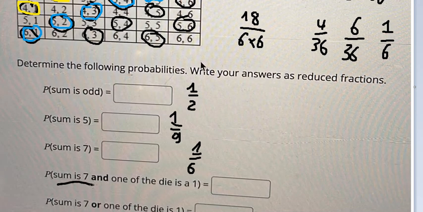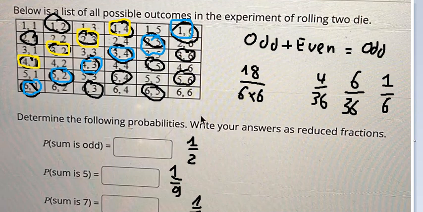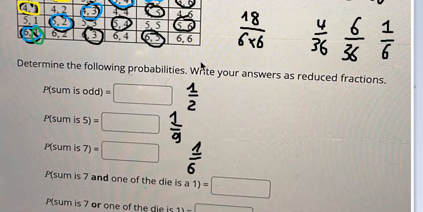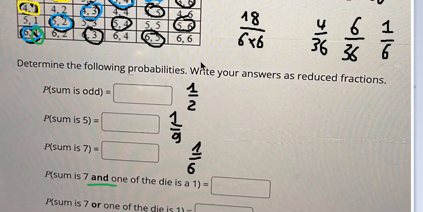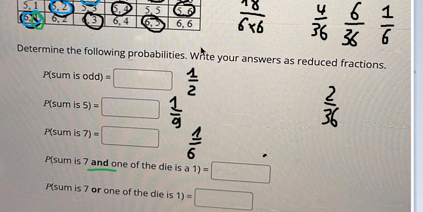The next one, the sum is number 7, and one of the dice is number 1. So we can see that we have the sum that is number 7 in here, but only this one and this one have number 1, because this is "and". That means we have two conditions. So that means only 2. 2 divided by 36. If we simplify this one, you get 1 over 18. And this is the answer.